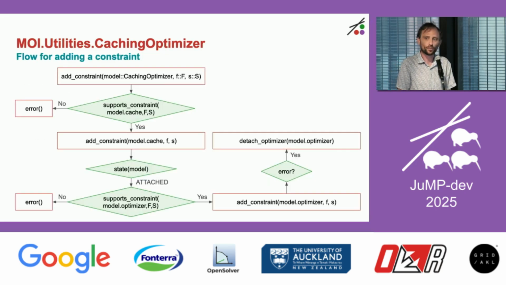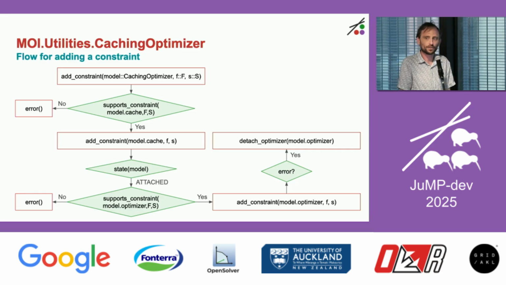So here's the flow of, say, adding a constraint. At the top, the user calls add constraint to this caching optimizer. And then the caching optimizer says, hey, cache, do you support this function and set constraint? If no, maybe you've asked it to add a constraint that we can't bridge, the solver doesn't know how to support, there's nothing we can do here, so we just say, error, we can't support that constraint.